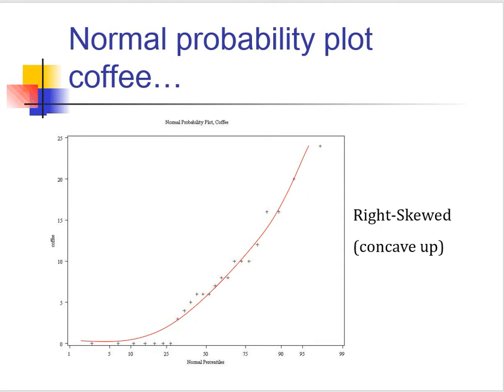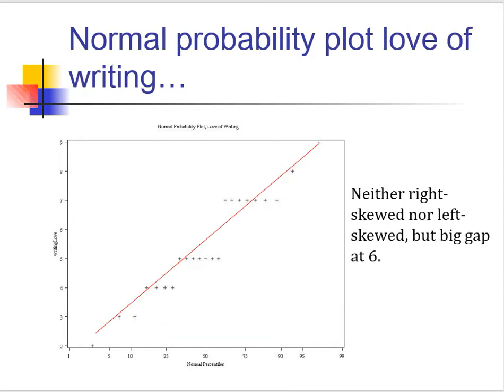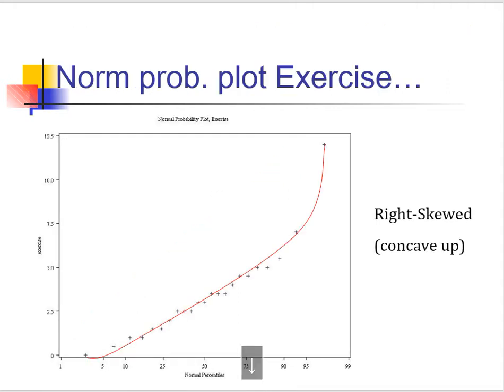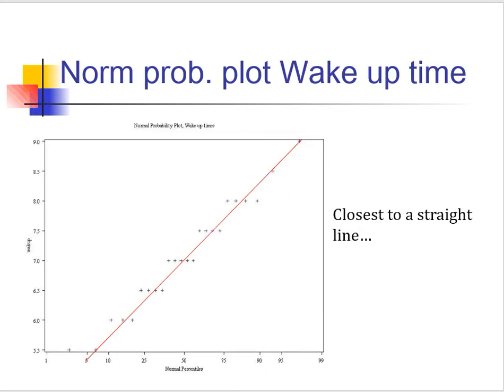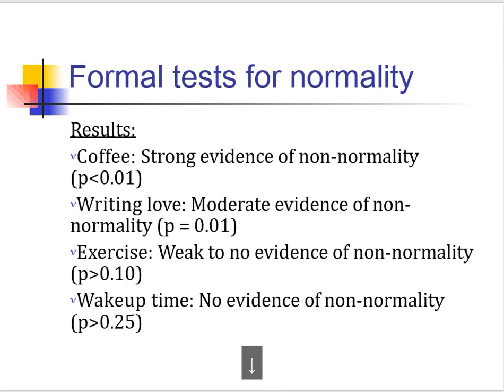Normal probability plot examples. This is an example that is right skewed, concave up. Normal probability plot for love of writing: neither right skewed nor left skewed, but a big gap at 6. Right skewed, concave up, here is the plot for exercise. The plot of wake up time is closest to the straight line.